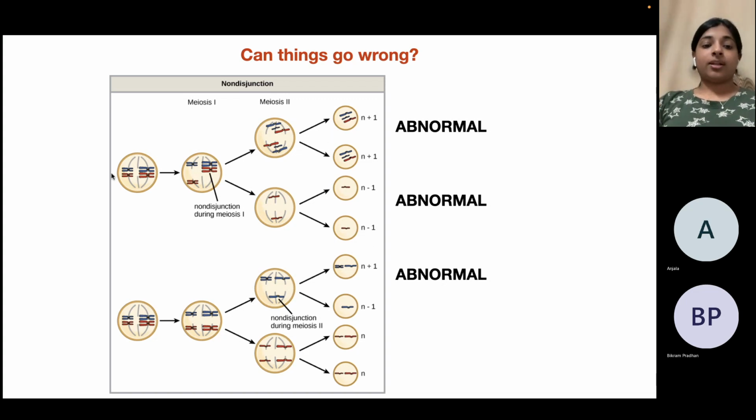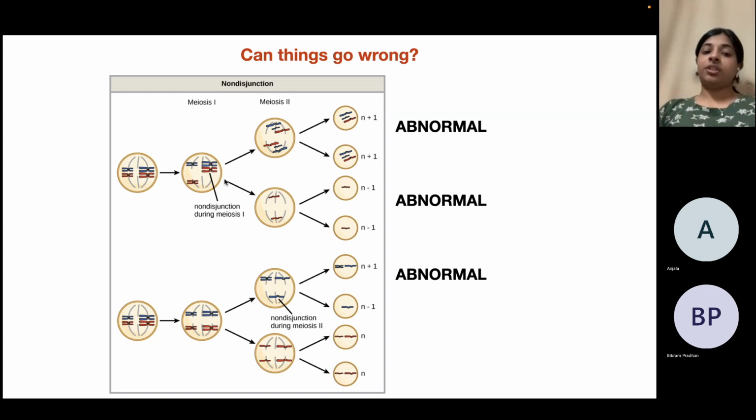Now, assuming that this is the initial cell, it has 4 chromosomes. It has replicated, so each chromosome has a sister chromatid associated with it, as we can see here. This needs to be aligned at the center of the cell. Now, suppose there is a mistake in this step. This mistake in meiosis is often termed non-disjunction, which means that the chromosomes are not equally divided into the two daughter cells.